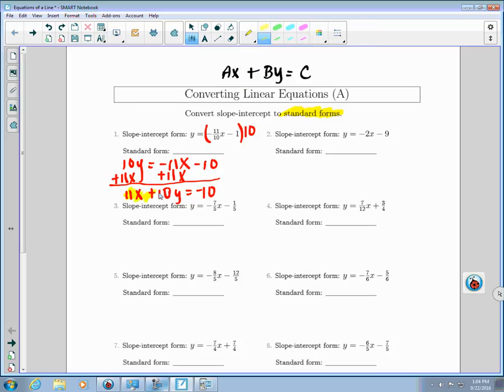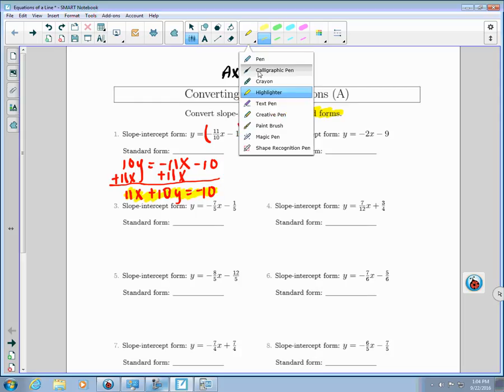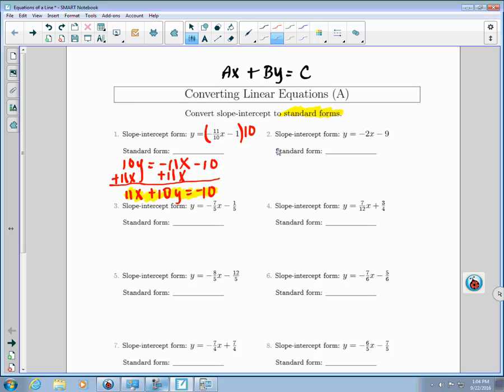Again, a lot easier than what you did on the video. Because on the video, you had to look for b, and then you had to go and change it to standard form. All right, this one's real easy. What's the only thing that we need to do over here? Add a 2x. Very good, because there are no decimals and no fractions. So this would be 2x plus y equals negative 9. Very good.